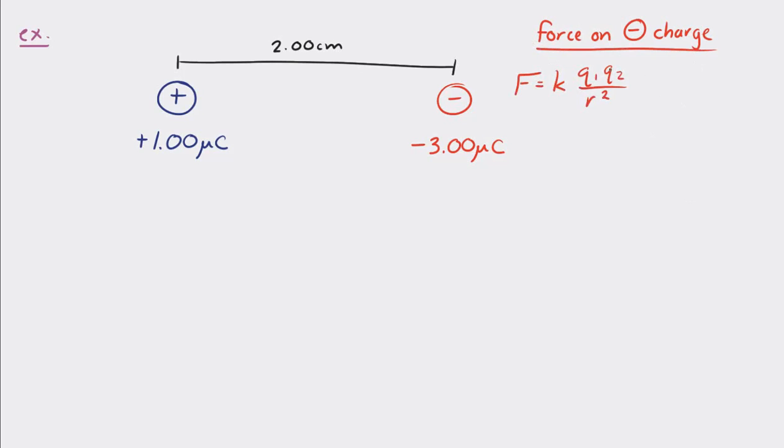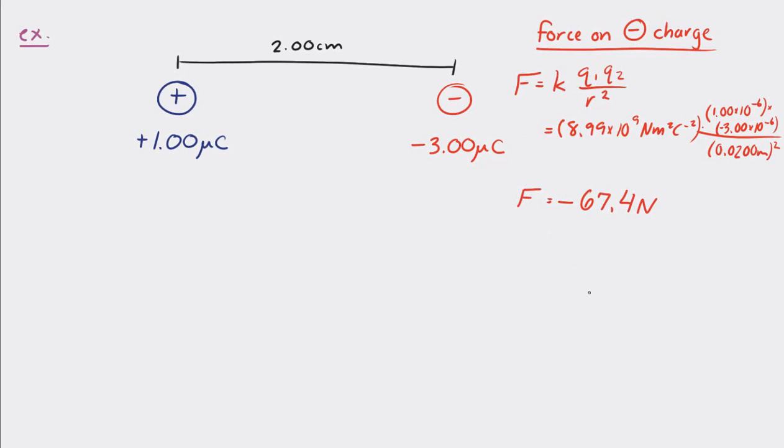Well, F equals K Q1 Q2 over R squared. Put in K, put in the two Q's, put in the distance between them, convert to meters, and then square it. And we would find that this force is equal to -67.4 newtons. Remember, the negative tells us that it's an attractive force, which it should be. We have a positive and a negative charge, so they should attract each other. That's what that negative sign is telling us. So 67.4 newtons toward the positive charge.